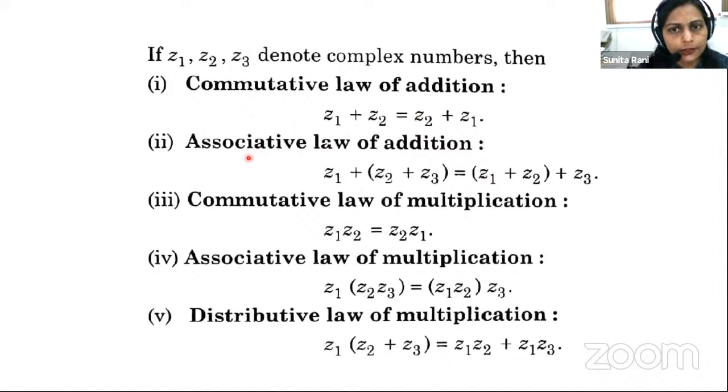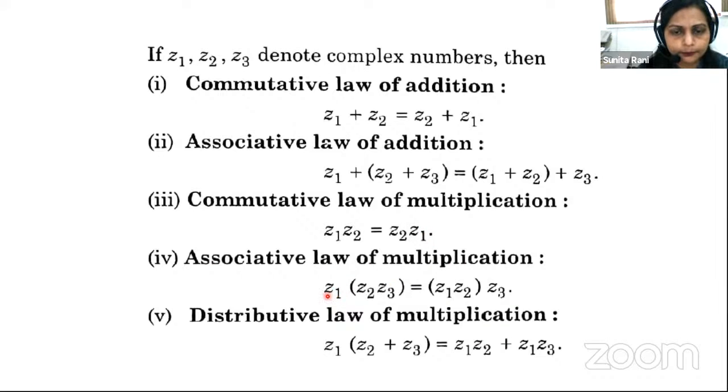Similarly, the associative law of addition. If there are three complex numbers Z1, Z2, Z3, first add the last two complex numbers and then add with the first, or first add the first two complex numbers then add with the third, we get the same result. No change in the result, both are same. Next is commutative law of multiplication. That means Z1 dot Z2 is equal to Z2 dot Z1. We can multiply the complex numbers in any order. Associative law of multiplication.